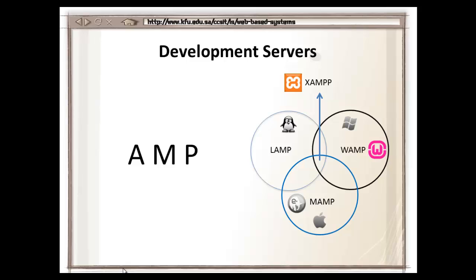Now, what does AMP stand for? A stands for Apache, M stands for MySQL, and P stands for PHP or Python or Perl. Good thing they all start with P, so that's why we have AMP. Now, what is Apache? Apache is the web server, actually the HTTP server.